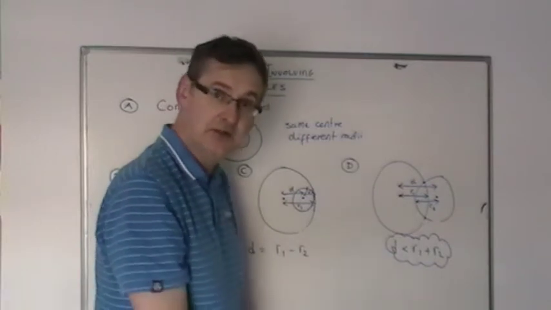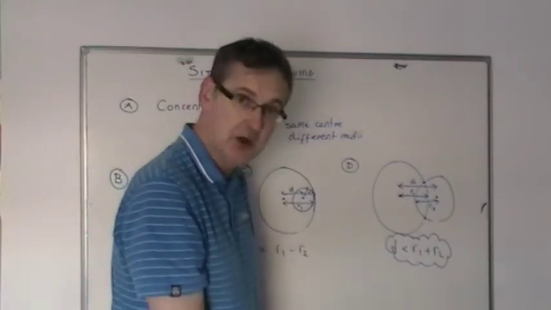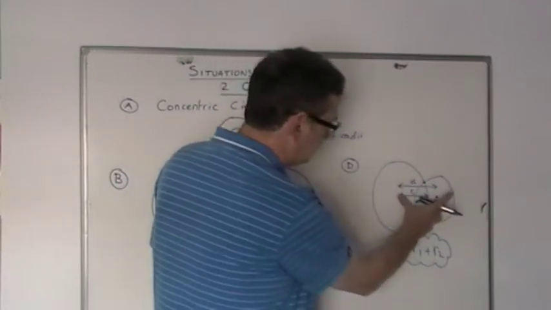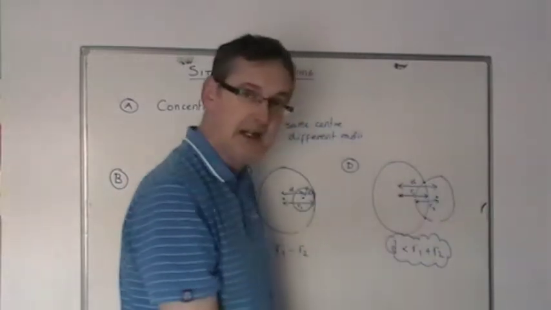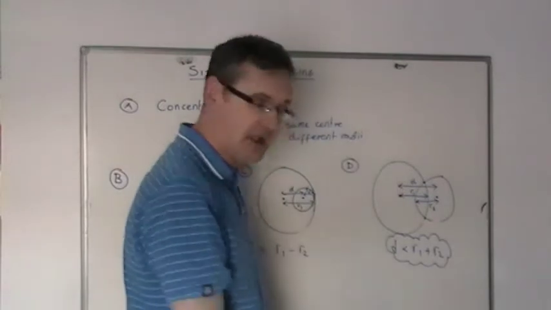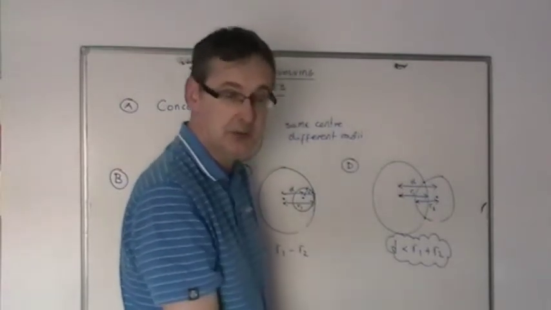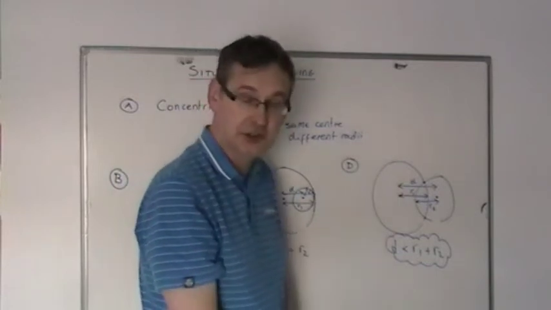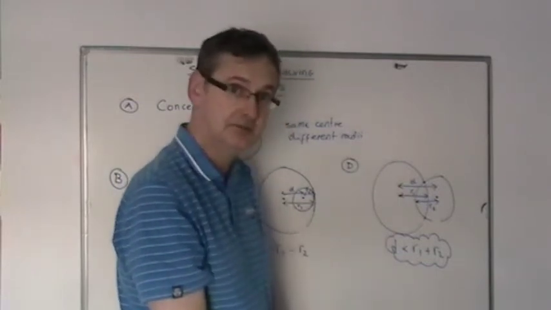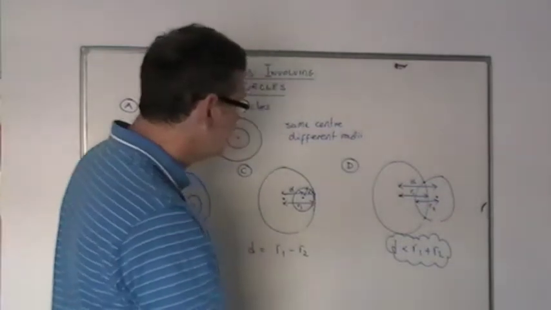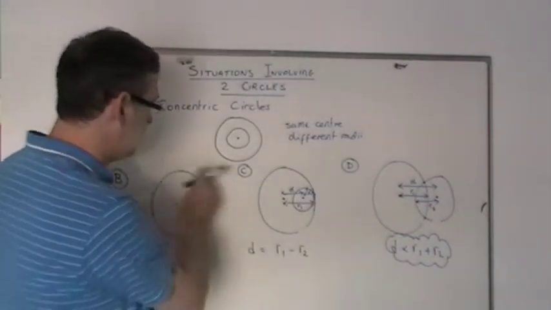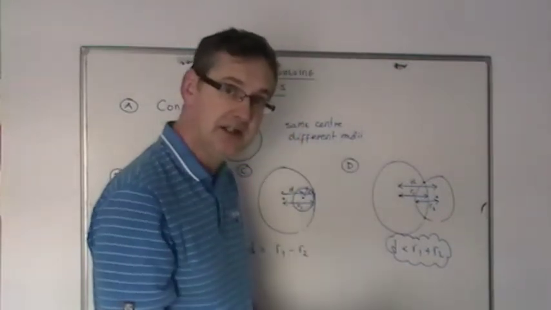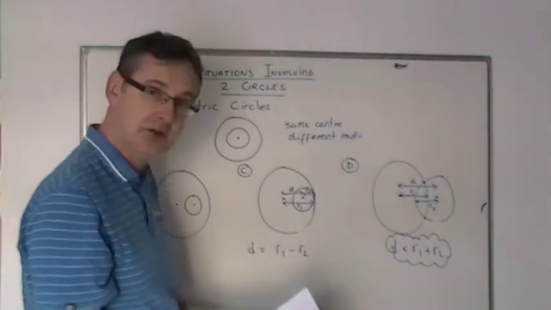Work out the radius of the first one, work out the radius of the second one, add them together, then work out the distance apart of their two centres, and if the distance apart is less than the radii R1 plus R2 put together, then you've proven that you've got two distinct points of intersection. Okay, so there are the first four situations, A, B, C, for the two circle situations.